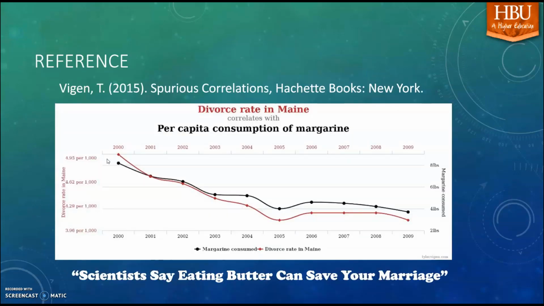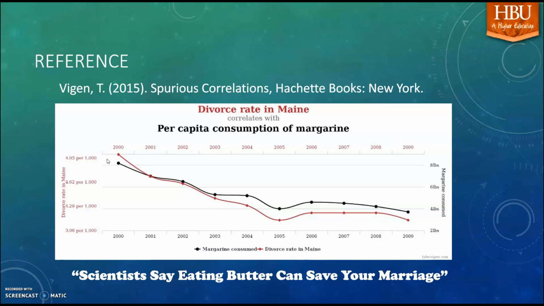And then to kind of close here too, there's another piece of data from this particular source here. We've got a headline, scientists say eating butter can save your marriage, right? In this case, we're correlating divorce rate in Maine with per capita consumption of margarine, right? Obviously, eating butter is not going to save your marriage, but what they've found is that people in Maine tend to get divorced less frequently in years where there's a lower per capita consumption of margarine. So make sure you eat that butter.